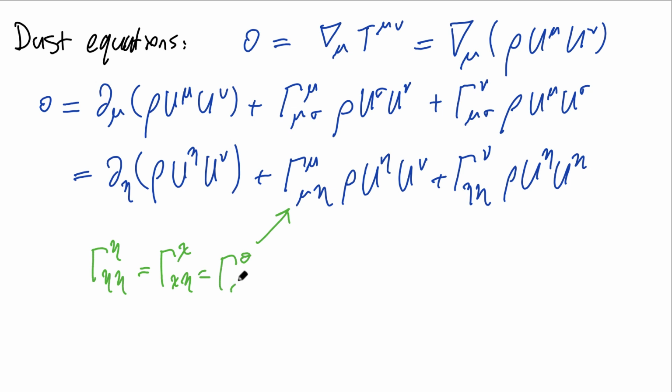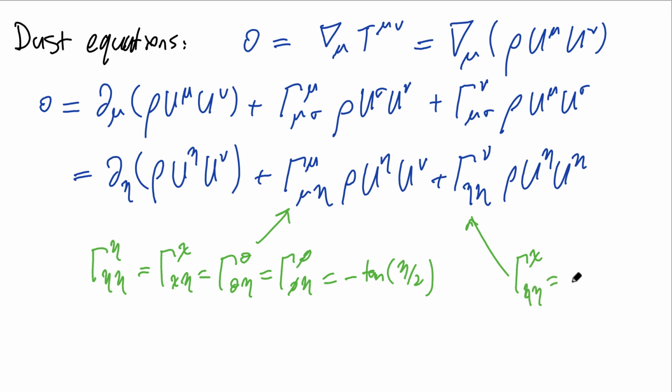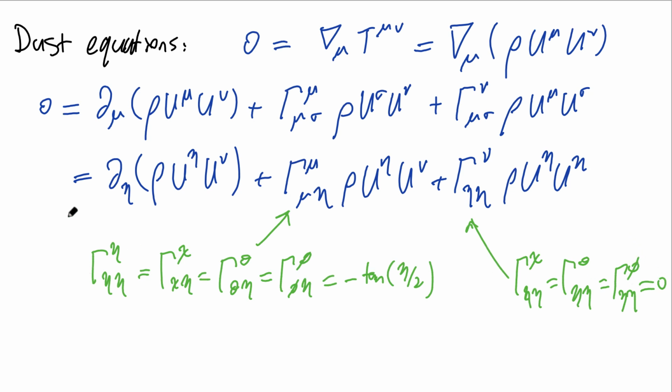So gamma theta theta eta equals gamma phi phi eta. These are all equal to minus tangent of eta over 2. And for these Christoffel symbols, we already know that gamma eta eta eta is minus tangent eta over 2, but all the others vanish. So gamma chi eta eta, gamma theta eta eta, gamma phi eta eta, these are all equal to 0.